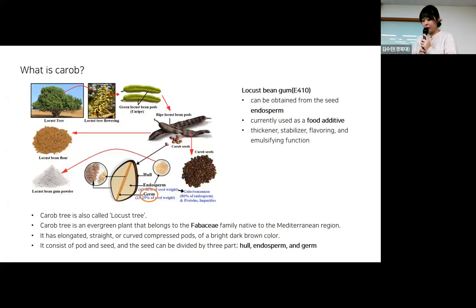Carob is an evergreen tree of the Fabaceae family native to the Mediterranean region. It has elongated or curved compressed pods of dark brown color, and it has been cultivated for centuries, especially in Spain, Italy, Portugal, and Morocco. Because of its edible fruit, the carob ripe pod can be eaten raw as a sweetmeat due to its high sugar content. Many scrolls, but more often they are used as an animal feed.